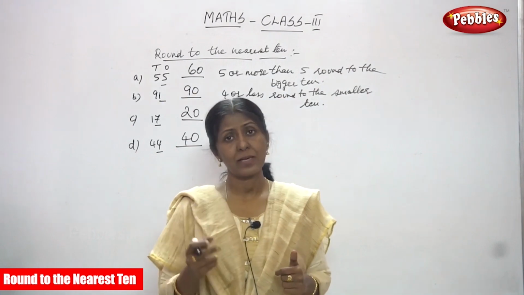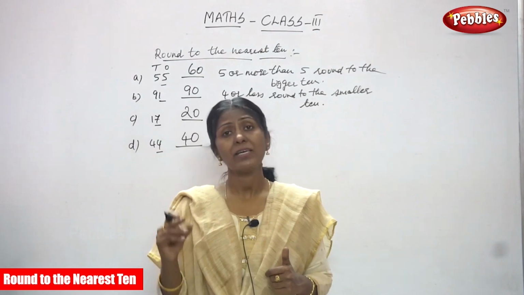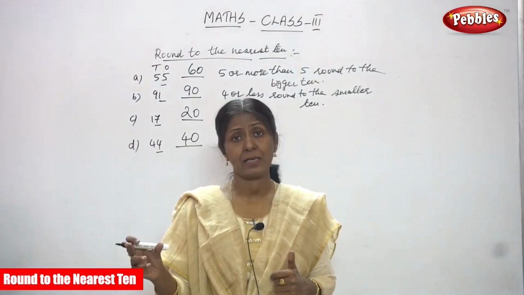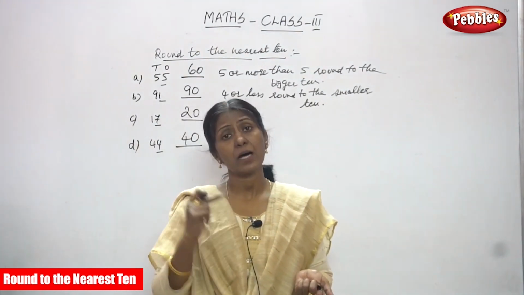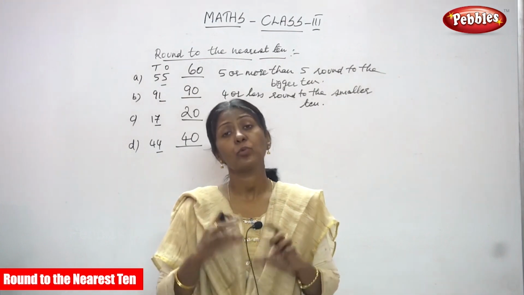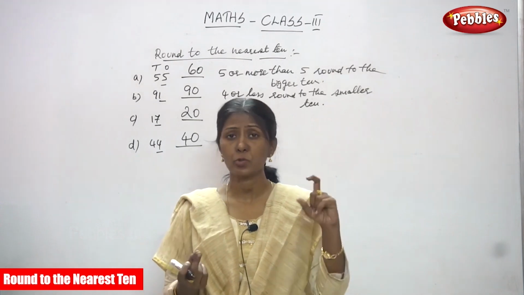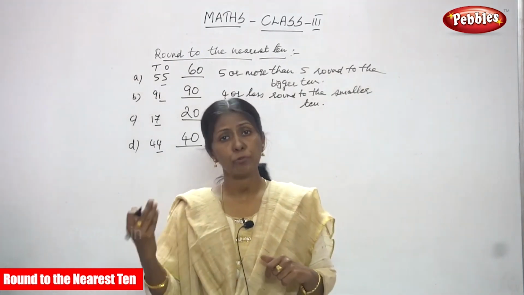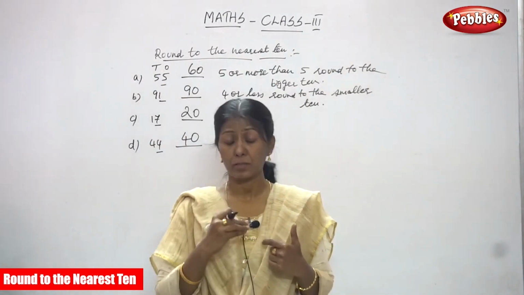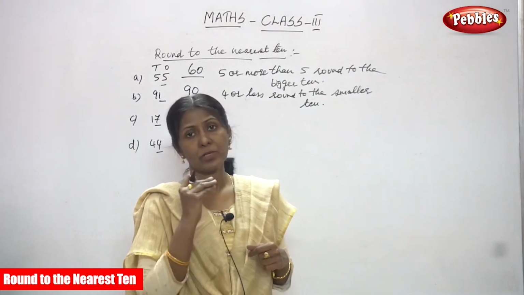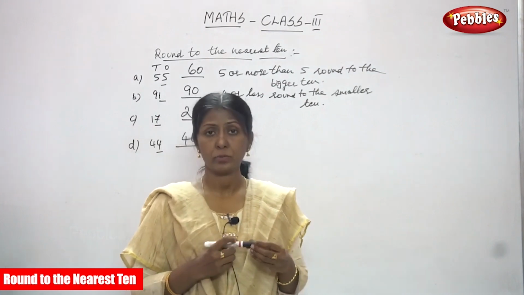I'll repeat the rule once again. If the ones digit is 4 or less, we have to round to the smaller 10. The second rule is, if the ones digit is 5 or more than 5, we have to round to the bigger 10. That is the rule. So before you do the sum, first look at the ones digit, then identify which rule is applicable for the particular question. Find out the rule and do the sum. You will not make mistakes. Okay, thank you.